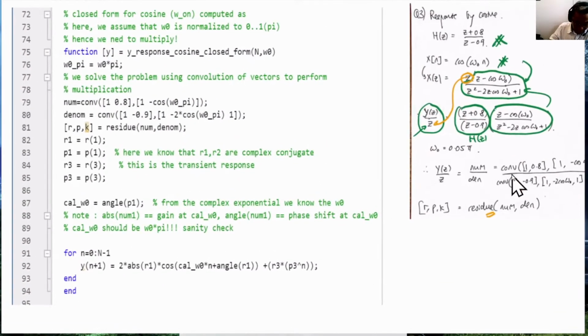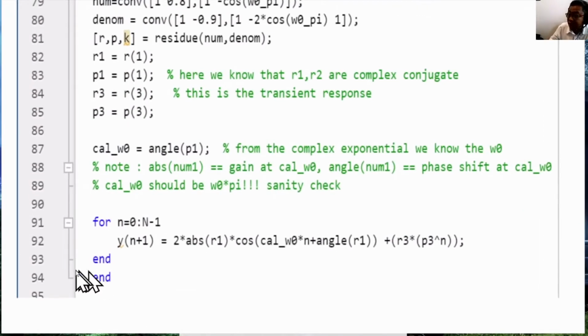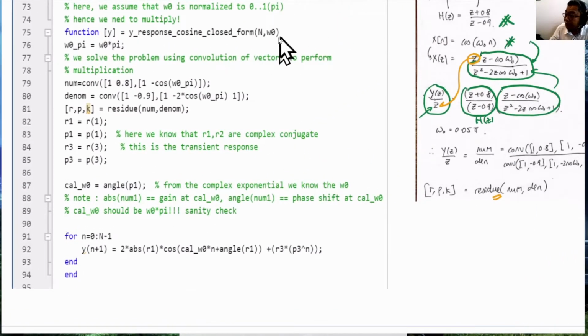I've also written my MATLAB code. Please take a look to see how you can generate the equations directly from the arrays B and A to generate the R, P, K, using the R, P, K to generate the closed form solution as well as the signal y[n] for n equals 0 to N minus 1 using the cosine 0.05 pi, given by omega naught here.